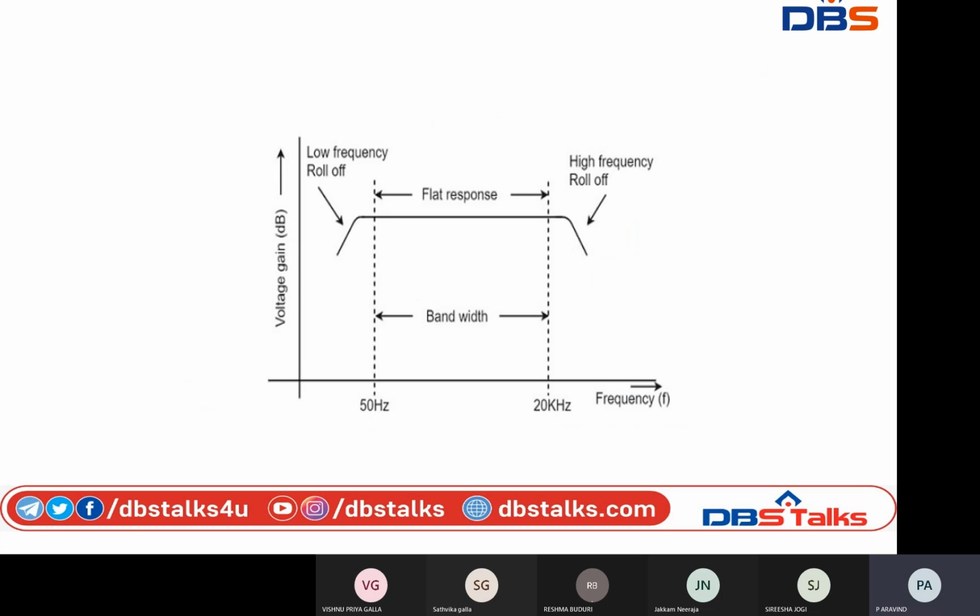See, this is the frequency response of RC coupled amplifier. See here, mainly the frequency response of RC coupled amplifier indicates the gain. Okay, gain of the amplifier. Okay, here from this figure, see here the gain of the amplifier is constant over the mid-range of frequencies. Okay, but it decreases at both low and high frequencies.